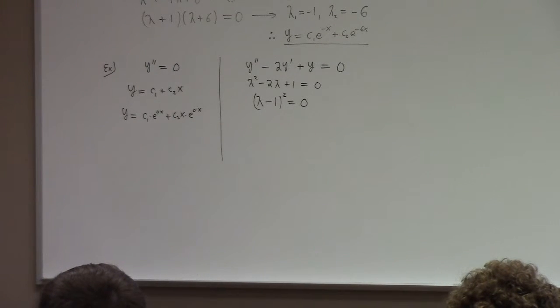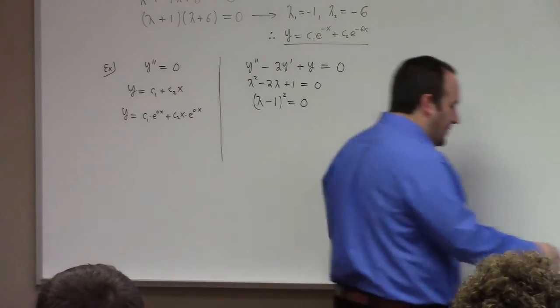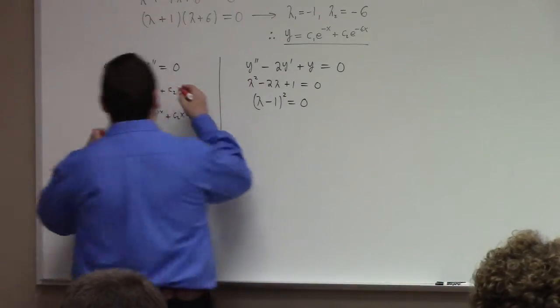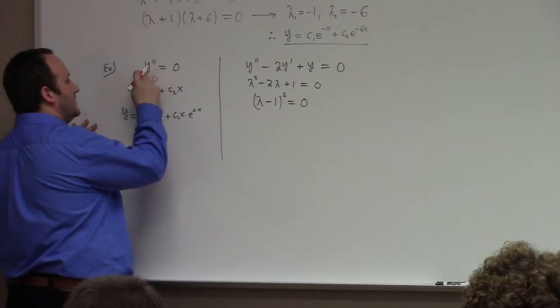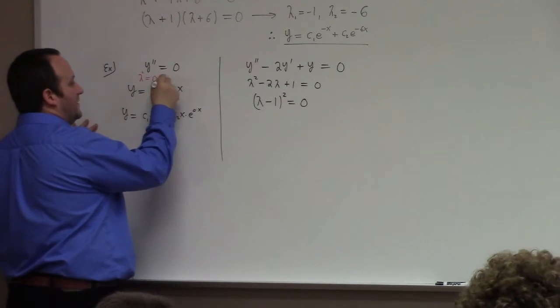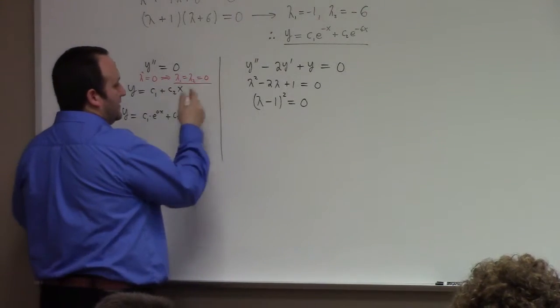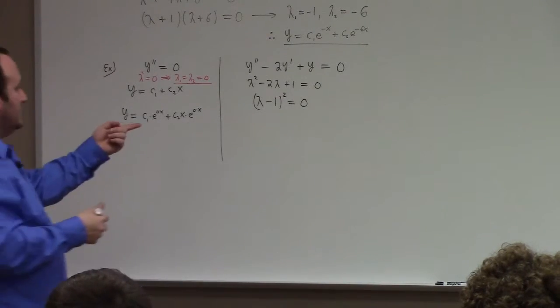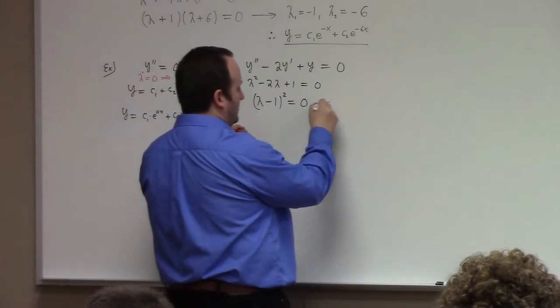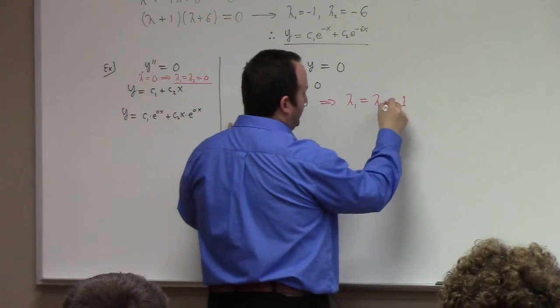These are very related problems, right? So for the y'' = 0 problem, we have lambda squared = 0 as the characteristic equation. And so we have lambda 1 = lambda 2 = 0. It's a repeated real root of 0. This one, we've got lambda 1 = lambda 2 = 1. This is a repeated root of 1.